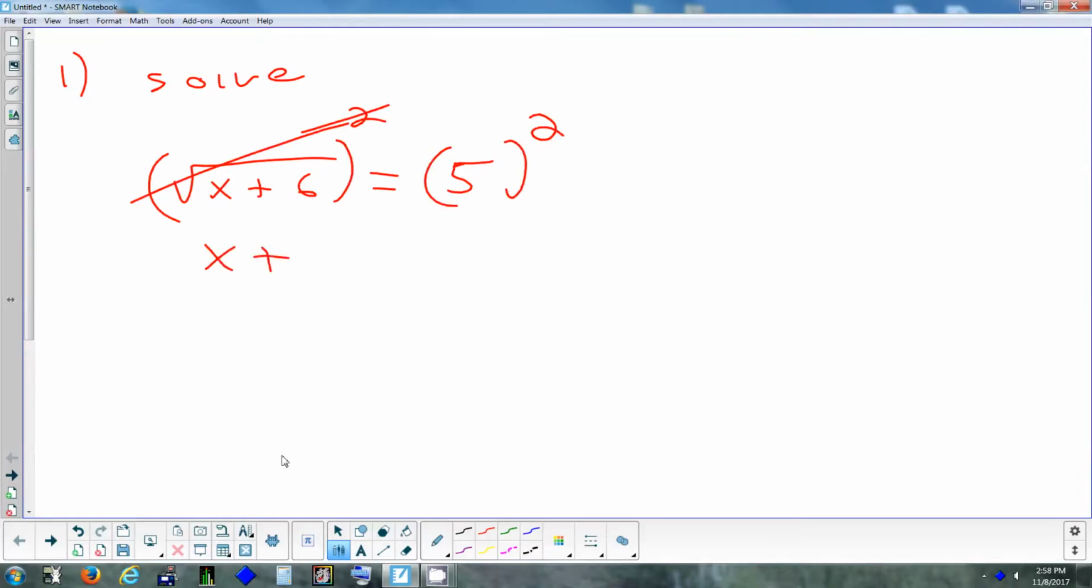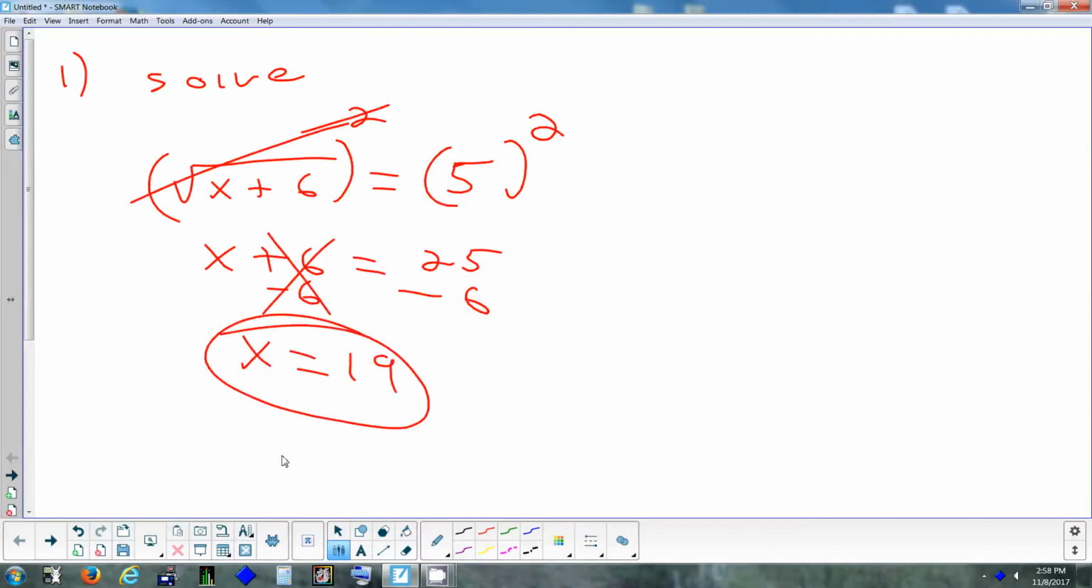And on the left that'll leave me with x plus 6. And then on the right, 25. And last step. Subtract 6 from each side. 25 minus 6. Get 19. Now, do we have to check that, or is that always going to work? We do have to check it. It could be extraneous. In this case, it won't be.